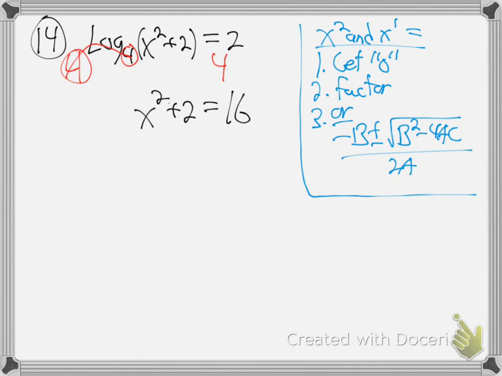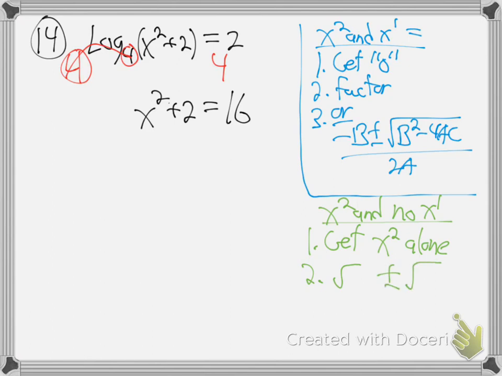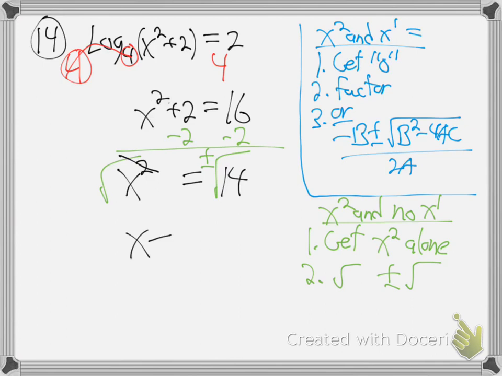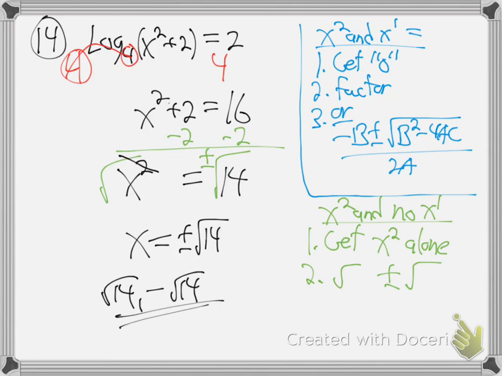But if you have something like x squared and no x to the first, that's what we have. We have x squared and we don't have an x to the first. That's easier. You don't have to do the whole zero factor thing. Just get x squared alone and then do a root and a plus or minus root and you're done. So just subtract 2 from both sides. So x squared is 14, and then we root and plus or minus, because you put a roof on the house, you got to go up and down the ladder. Roots cancel squares. x is plus or minus root 14. Those are the two answers. They want you to type root 14 and negative root 14 as your two answers.